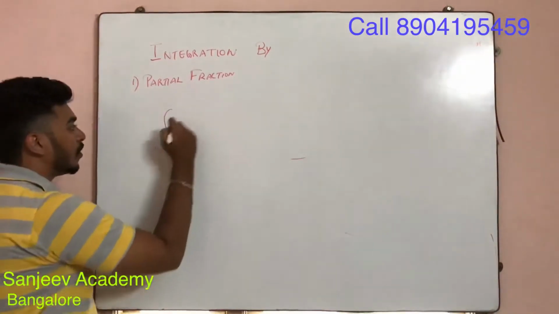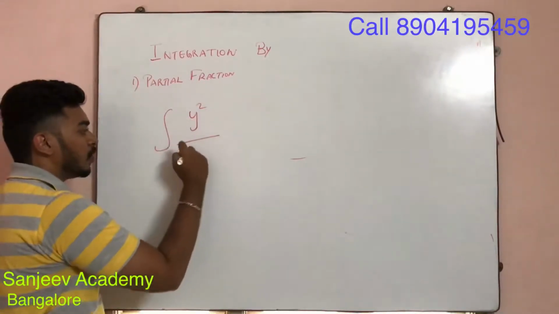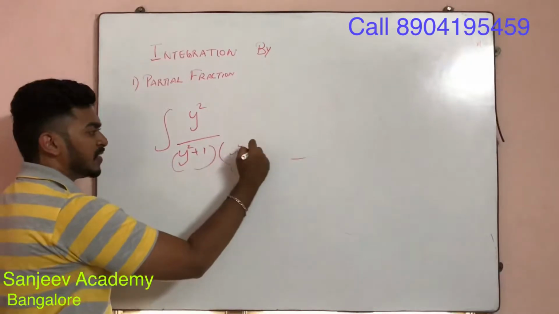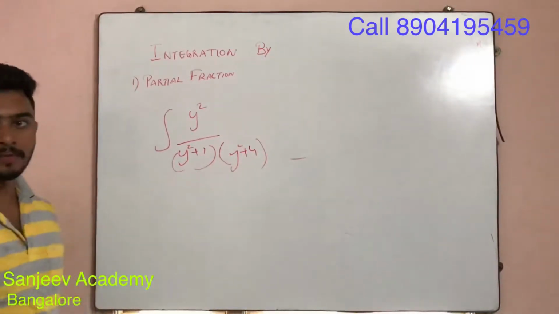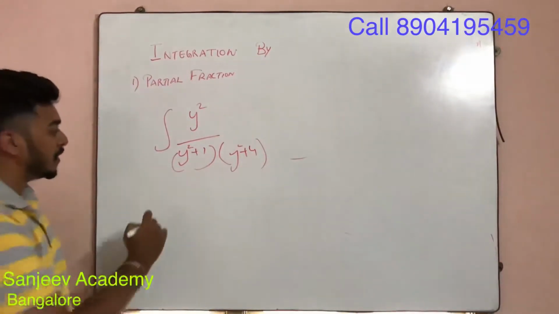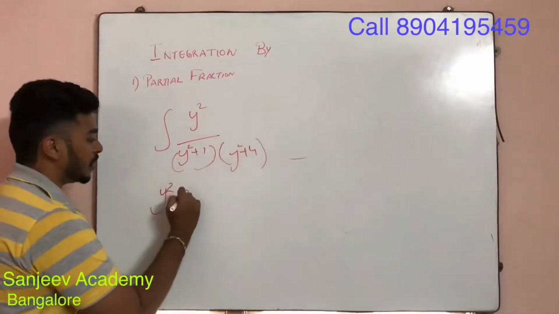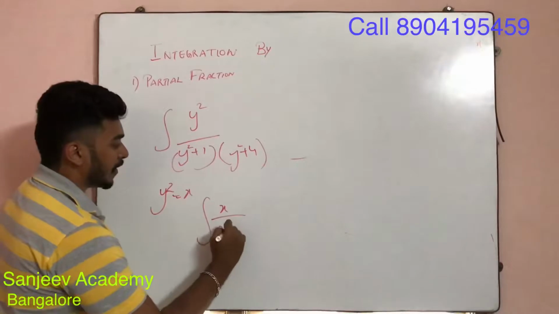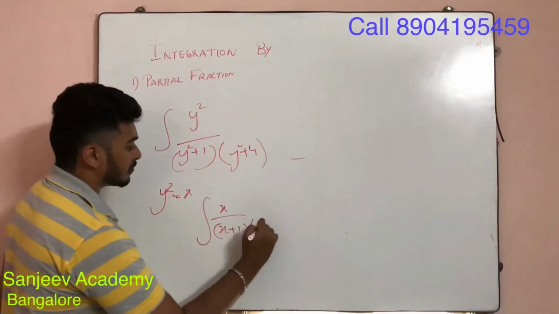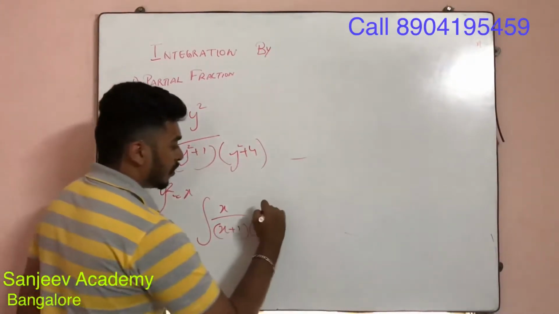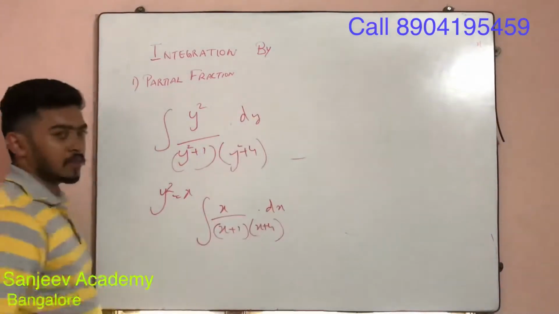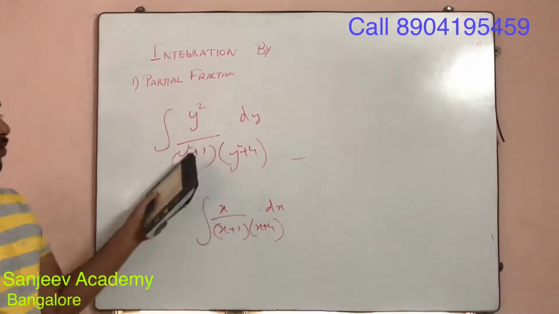Let's take the integral of y square by (y square plus 1) into (y square plus 4). Again, this y square is a complex term. For such a complex term, just replace y square is equal to x. Then it will become simple, like x by (x plus 1) into (x plus 4) dx. So just replace this for the complex thing.